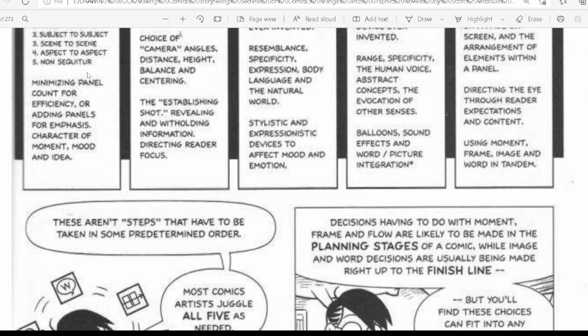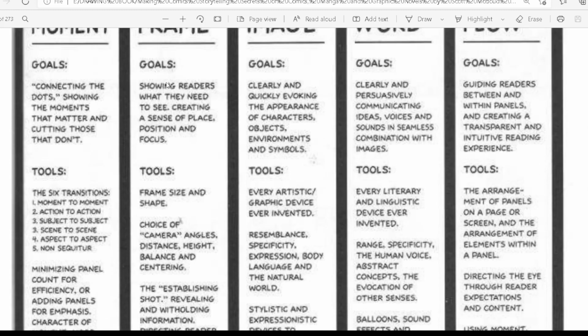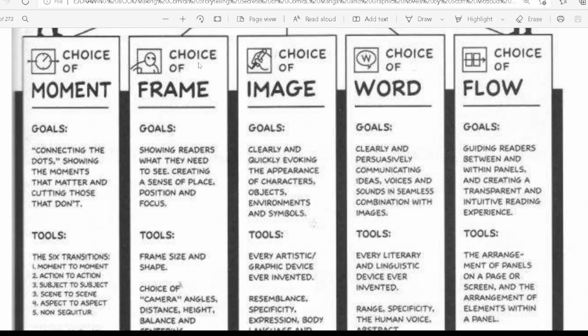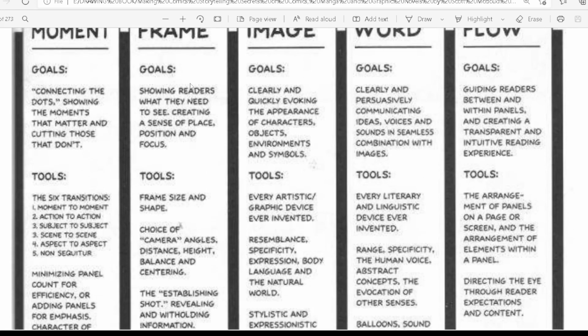Minimizing panel count for efficiency, or adding panels to emphasize characters, moment, mood and idea. Again I'm reading: minimizing panel count for efficiency, or adding panels to emphasize characters, moment, mood and idea. Okay, now go to the other choice. Choice of frame. Goals: showing readers what they need to see, creating a sense of place, position and focus.